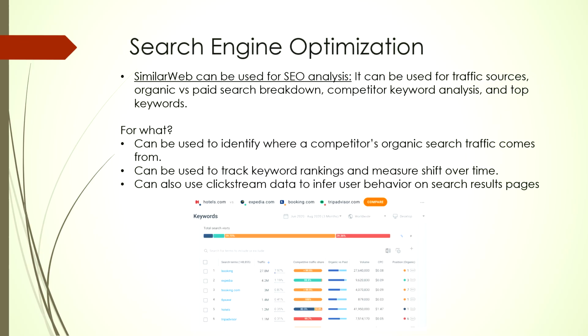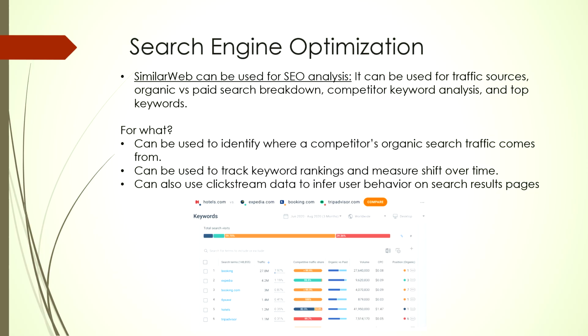So when it comes to search engine optimization, SimilarWeb can be used for SEO analysis. It can be used for traffic sources, organic versus paid search breakdown, competitive keyword analysis, and top keywords. So for what it can be used? It can be used to identify where a competitor's organic search traffic comes from, track keyword rankings and measure shift over time. Can also use clickstream data to infer user behavior on search results pages.